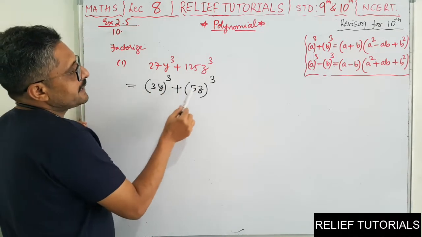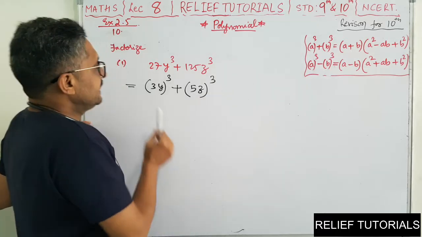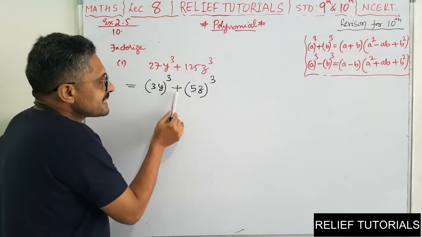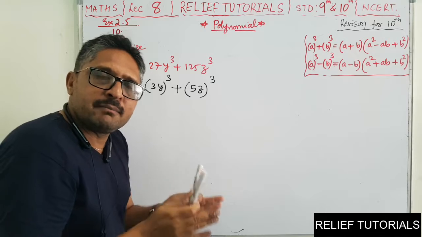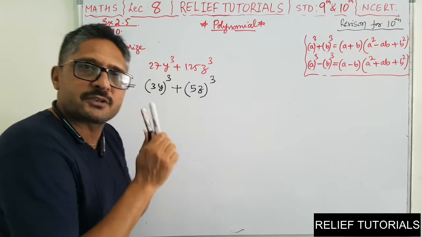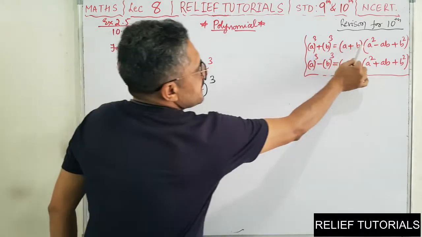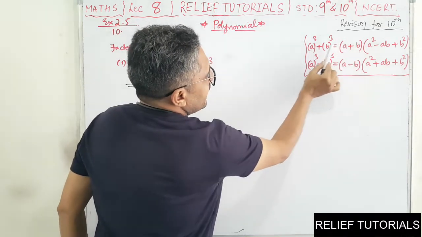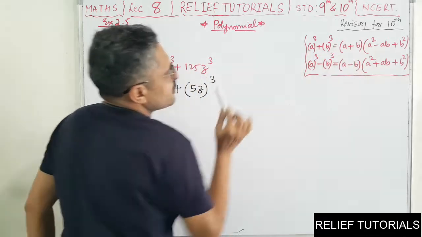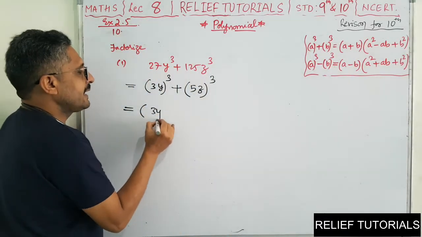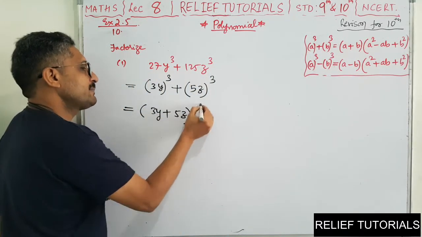See here, a cube plus b cube, this first identity. There are two perfect cubes and there is a sum, so we say sum of two perfect cubes, a cube plus b cube. So our identity is a plus b. Whatever is in the first bracket is called a, and whatever is in the second is called b. So I will write 3y plus 5z in the first bracket.